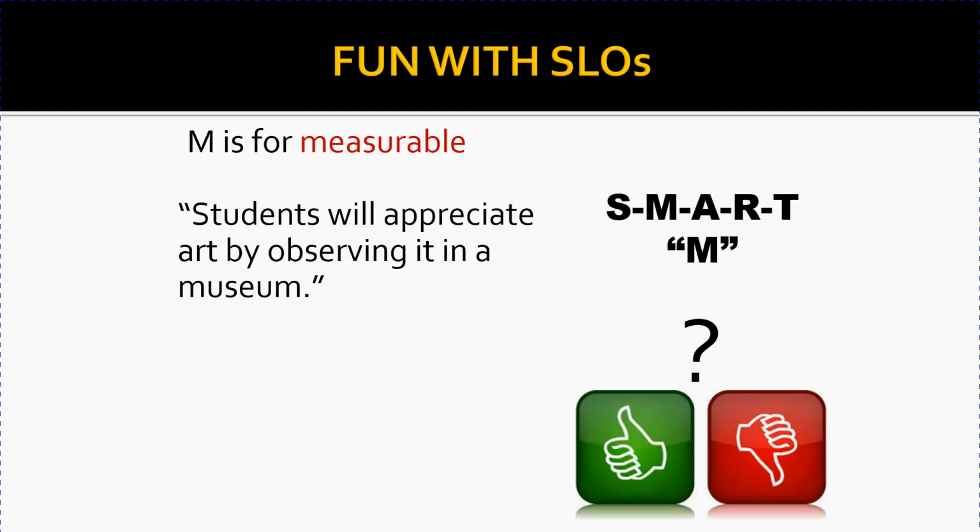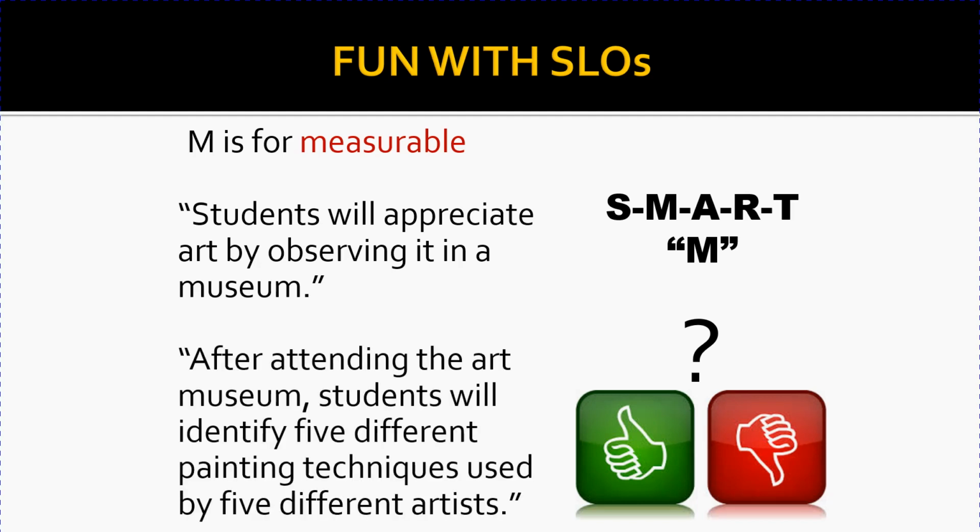So that's not measurable. I can't give you a score, and shouldn't give you a score, on how well you appreciated something. But I can, after attending the art museum, have students identify 5 different painting techniques used by 5 different artists. That I can measure, that I can look at a piece of paper, see a student behavior, and know if they were able to do that. So that, my friend, is measurable.